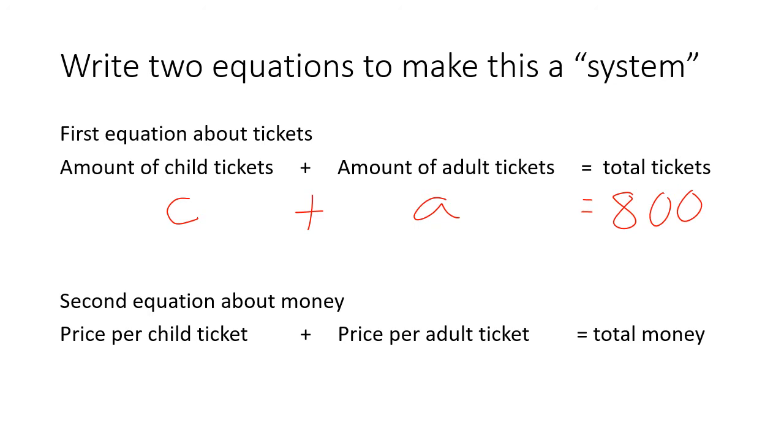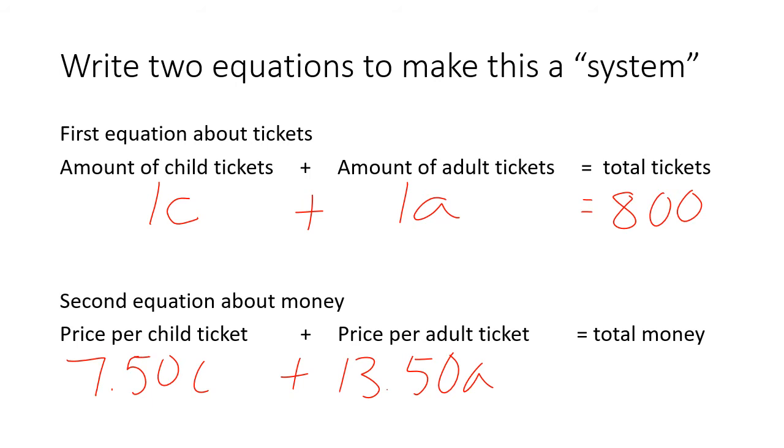If it makes it easier for you in your head, you can always say one child ticket plus one adult ticket. Instead of leaving C and A, you can put a coefficient of 1. The second equation should be about money. So if we remember, a child's ticket costs $7.50 per child's ticket, and then the adult ticket costs $13.50 per adult ticket. And the reason I'm sticking the C and the A next to the numbers is because it's $7.50 times the amount of child tickets plus $13.50 times the amount of adult tickets.